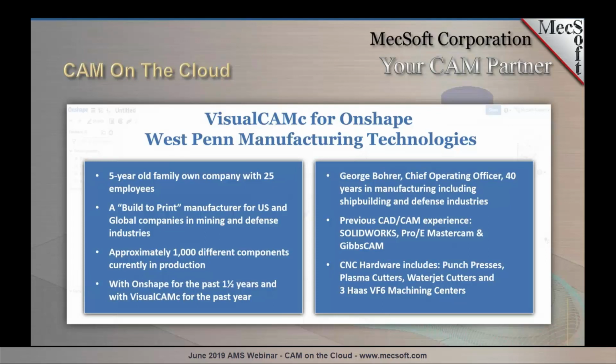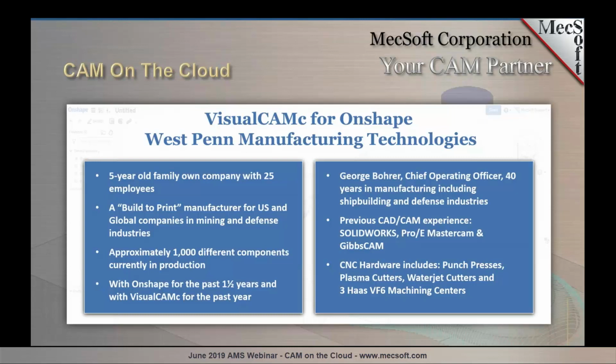He has a lot of years in manufacturing, worked for a lot of different companies in shipbuilding, in a lot of different industries. And he decided to just let it go and start his own company, him and his family. So it's a family-owned company, about 5 years old. They have about 25 employees, and they're a build-to-print manufacturer.